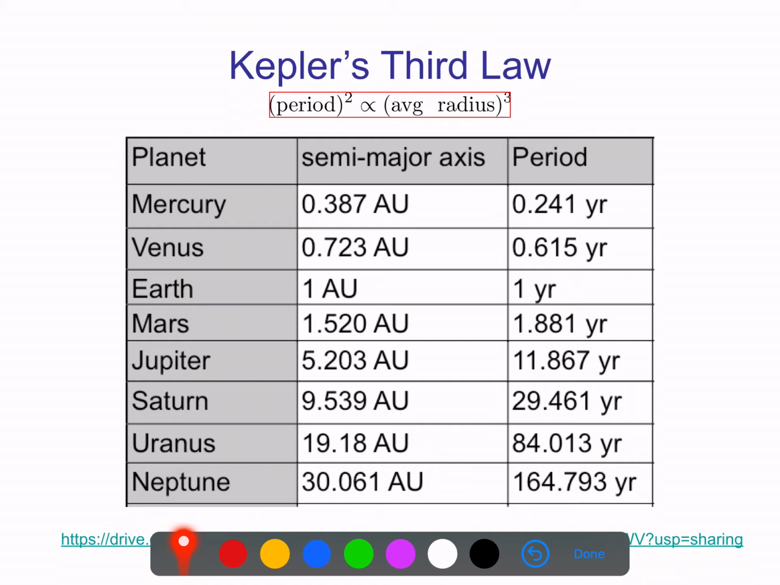So Venus, being located about 72% as far away as we are, 0.72 AU, where AU is an astronomical unit. That's the average distance between the Earth and the Sun, which is why we have 1 AU. So Venus, if it's 72% of the distance that we are from the Sun, its period, the time it takes to do 1 year, is about 61.5% of our year.